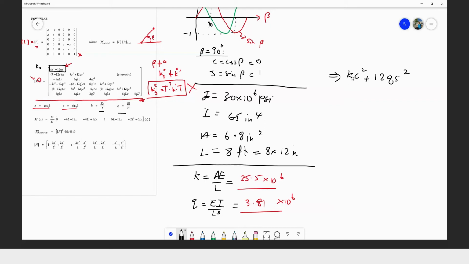Kita ada C kosong, S 1. So this part will be 0. It doesn't matter whatever value you have for K. And then plus 12 multiplied by Q multiplied by S, which is 1 square. So please help me again to obtain the value for this term here. Half QS square.